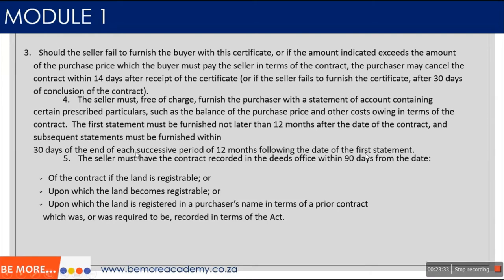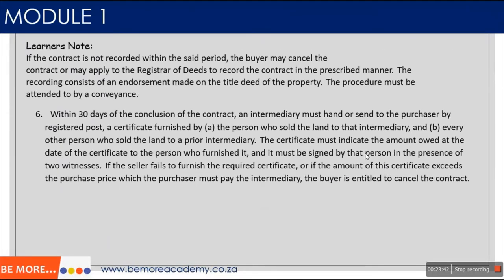So the seller himself is not doing that. The attorney is doing that on his behalf. So you don't have to run around between banks and issue certificates. Within 30 days of the conclusion of the contract, an intermediary must hand or send to the purchaser by registered post a certificate furnished by a person who sold the land to that intermediary and every other person who sold the land to a prior intermediary.